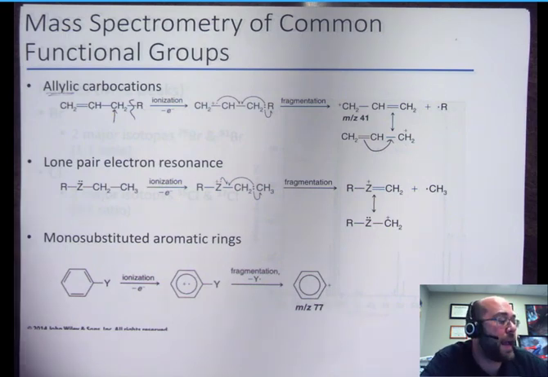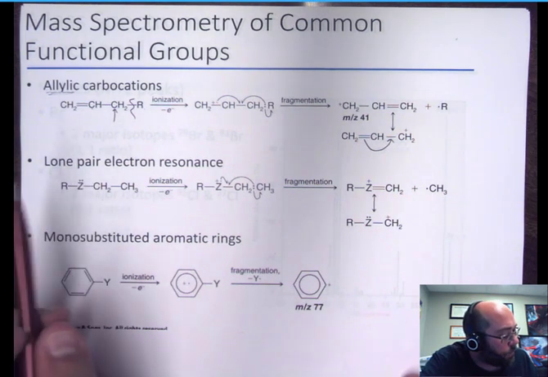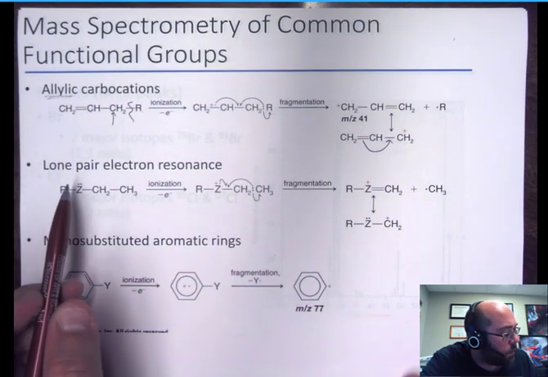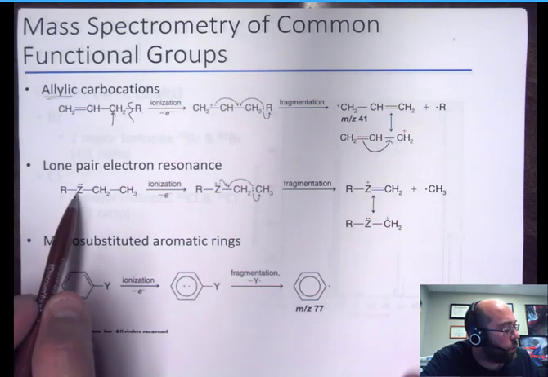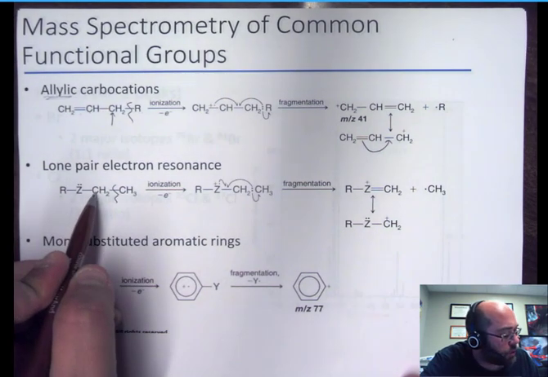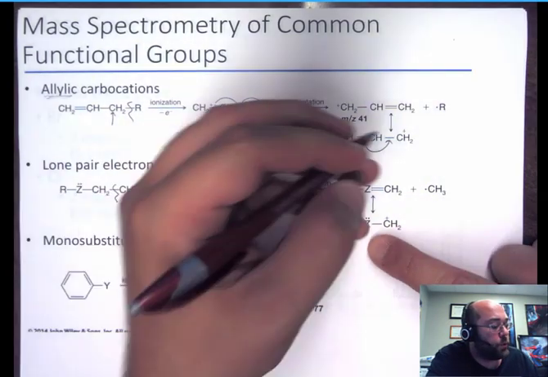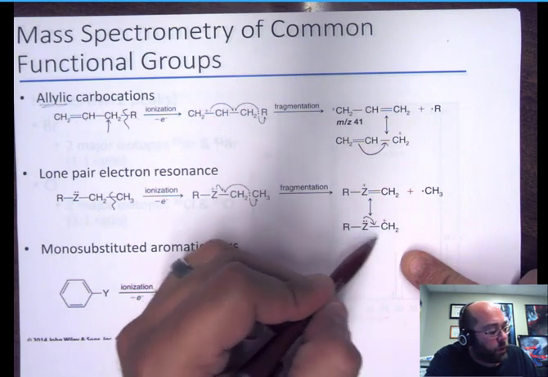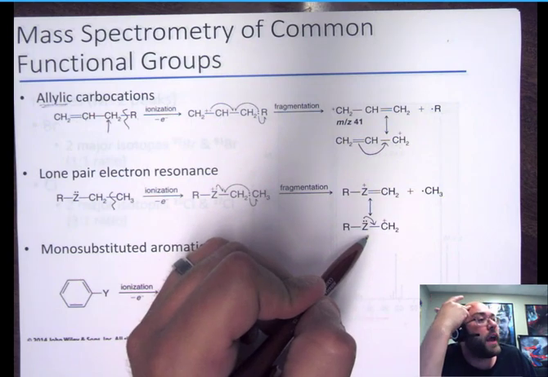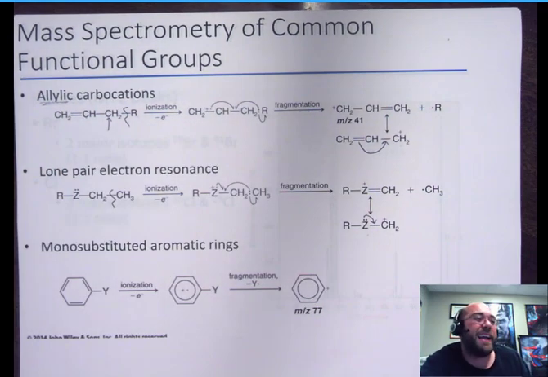Now you can have the same thing happen, instead of a pi bond, if you have a lone pair. So you treat this like a double bond, like we did up here. If you were to break this right here, you'll get a plus charge there, which is this structure right here. Now the great thing is you have a plus carbon bound to an atom with a lone pair. Just like we saw with the alpha cleavages in alcohols and amines, we get that resonance structure due to the lone pair, and it's more stable.